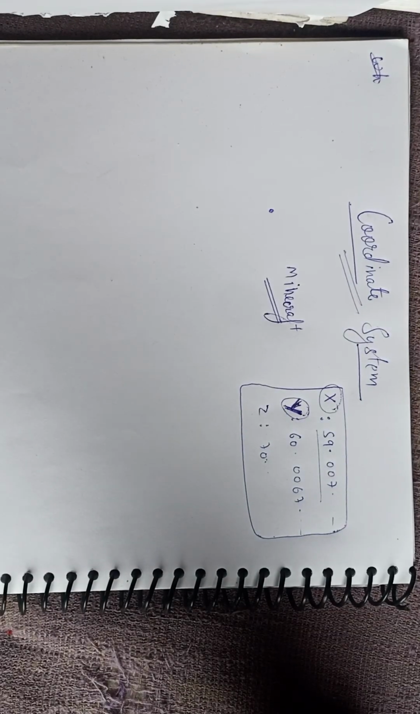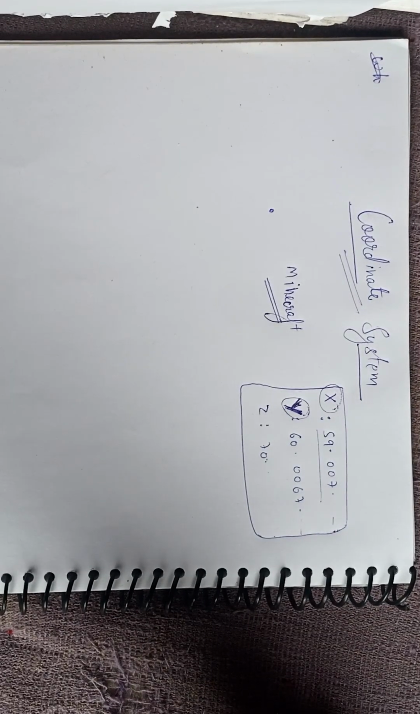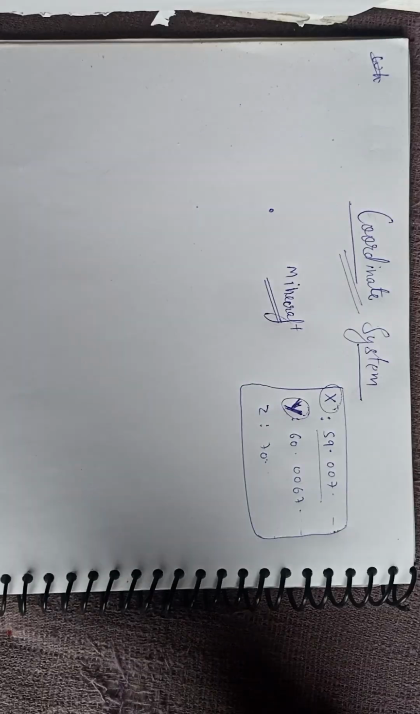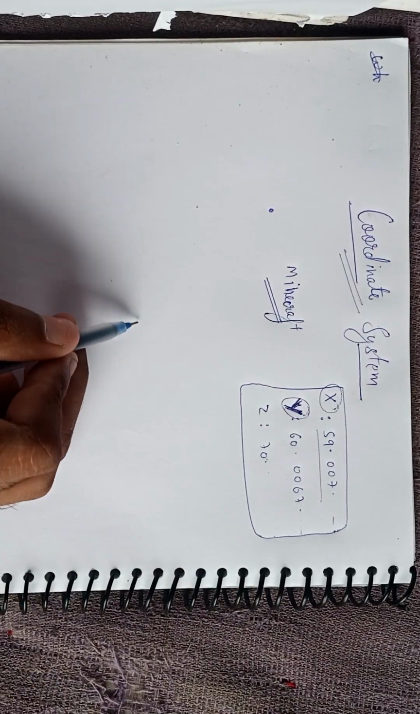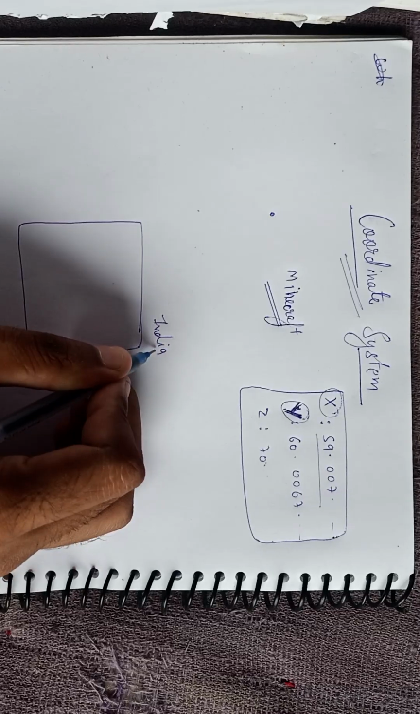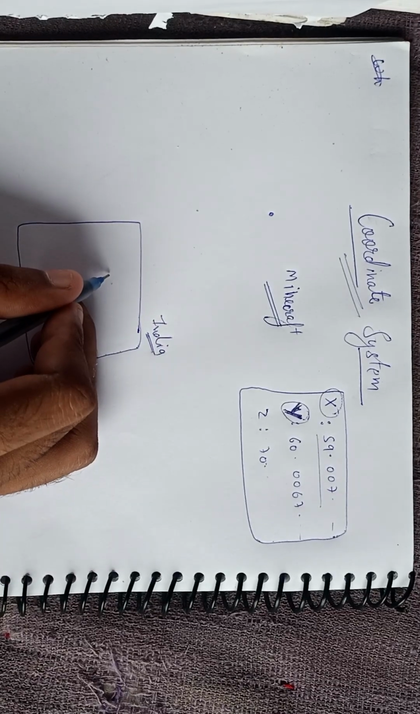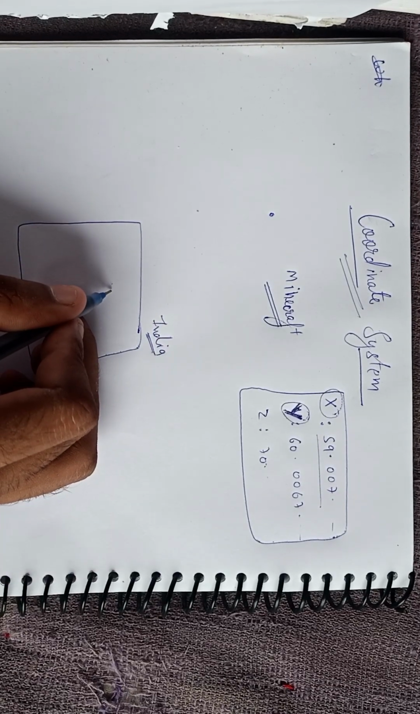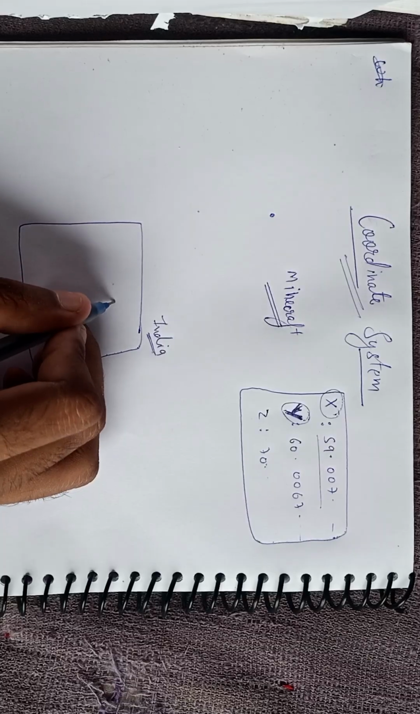So the basic use of this is to find a person, a point on a map. For example, there is a map. Let's say this is a map of India. Now we want to locate, let's say, any city. For example, we want to locate on the map of India, Uttar Pradesh.